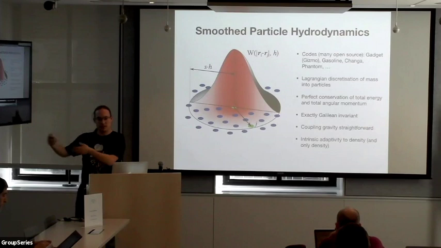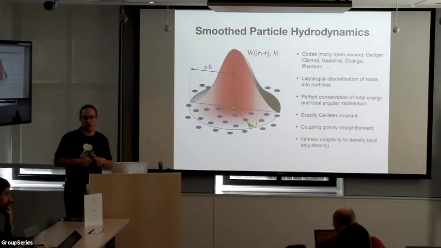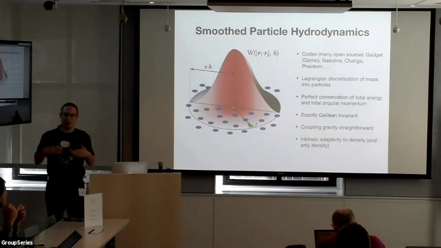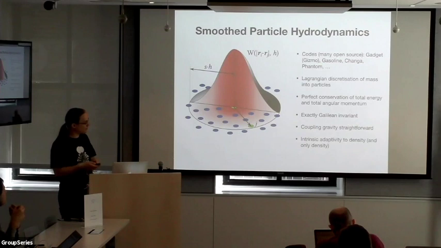So you have fewer particles in low density regions and you have less resolution. So this whole thing is intrinsically adaptive to density, which for common envelope simulations is, at least to first order, quite a nice feature. So we have a lot of resolution in the center where it's the highest density, and less resolution in the outskirts where less is going on.